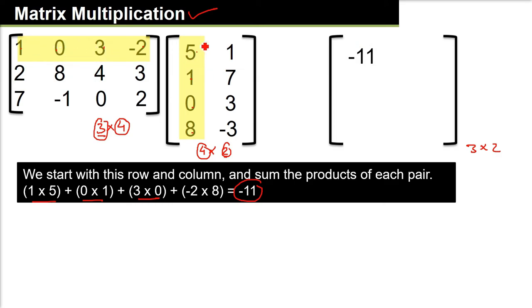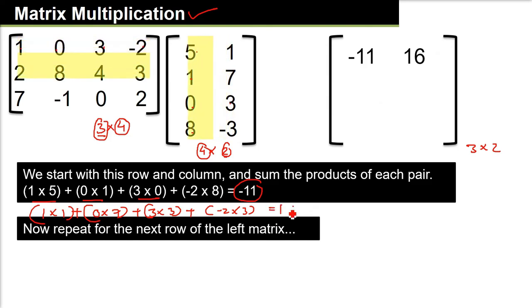We have to complete the first row with all the columns in the second matrix. So I'll just do it. 1 into 1, write it here. 0 into 7, write it here. Then 3 into 3, 3 multiplied by 3, write it here. Negative 2 into negative 3, write it here. And just add them. When you add them, what will be the final value? The final value will be 16, it will be put here.